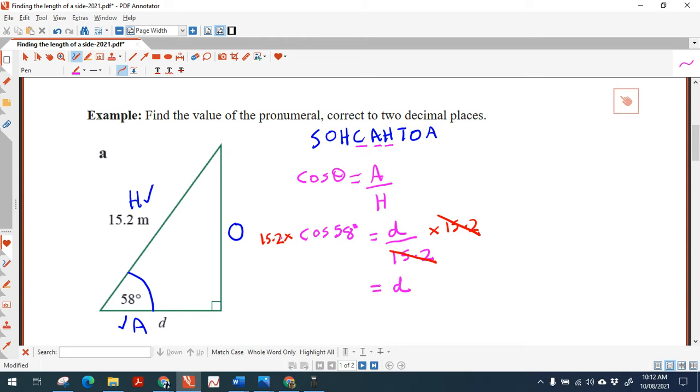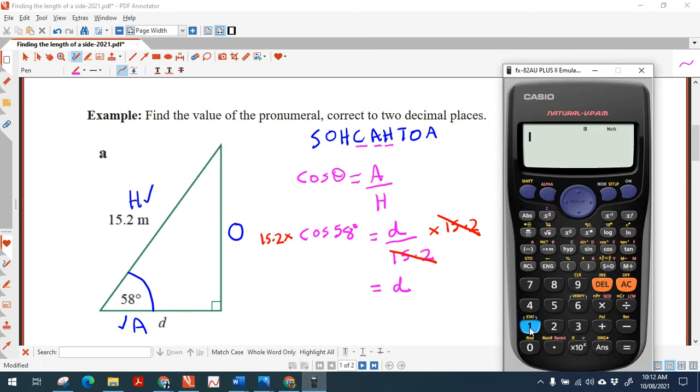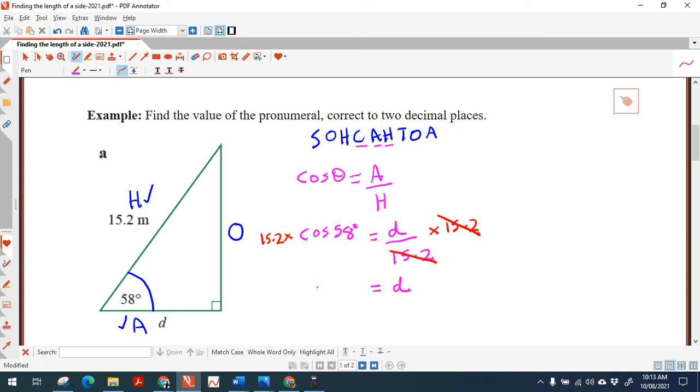is equal to, now you have to put this whole thing into your calculator. So just getting your calculator ready, you're going to go 15.2 multiplied by cosine 58. Now you should close the bracket, but you don't have to on the calculator. It should still work. And to 2 decimal places, 8.05 meters is your answer.